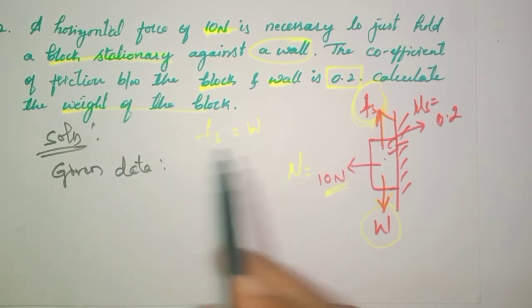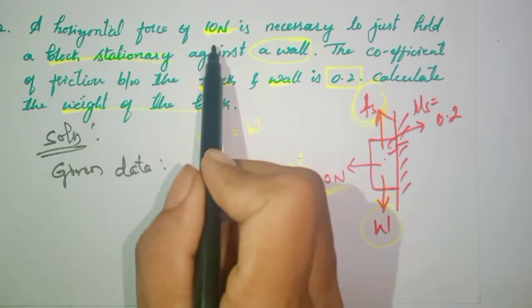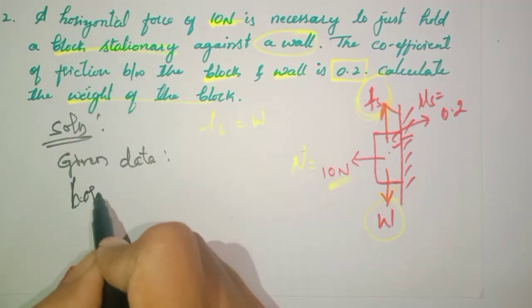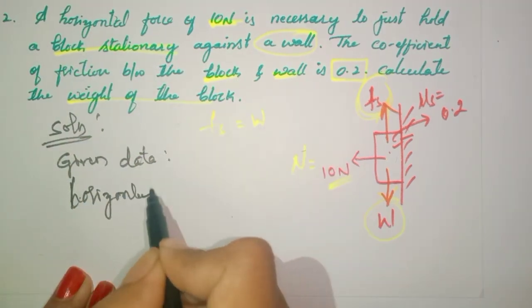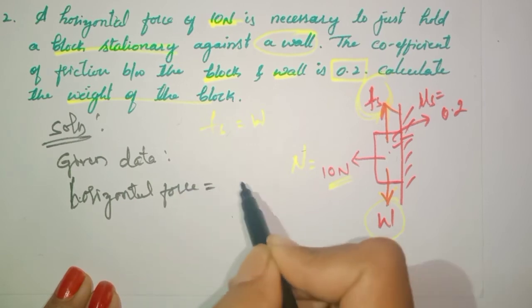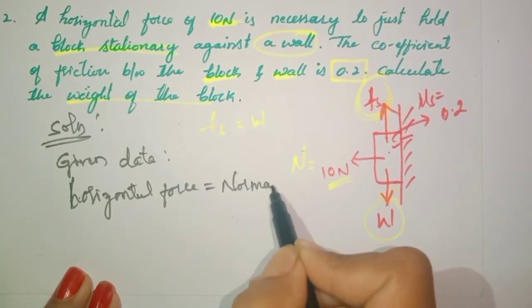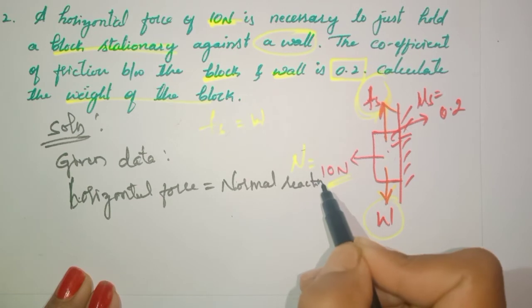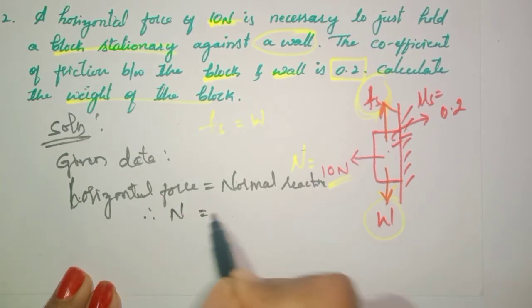Okay, so what they had given? They had given a horizontal force. This horizontal force is equal to normal reaction. We can write it: normal reaction. Therefore, N is equal to 10 Newton.